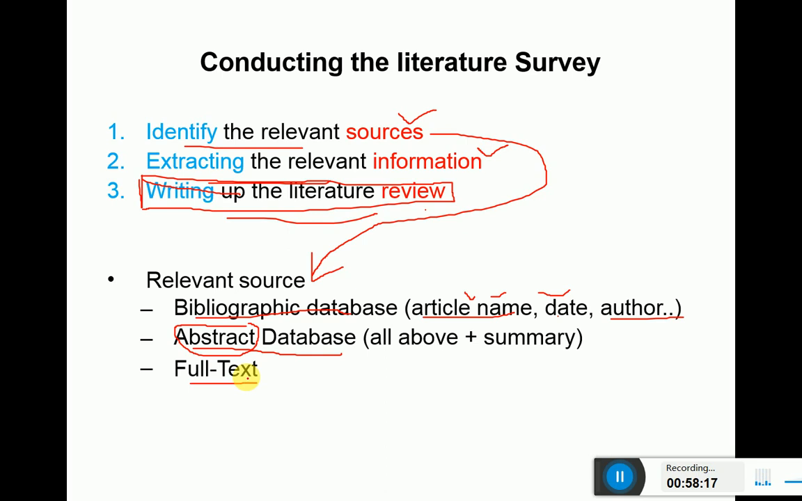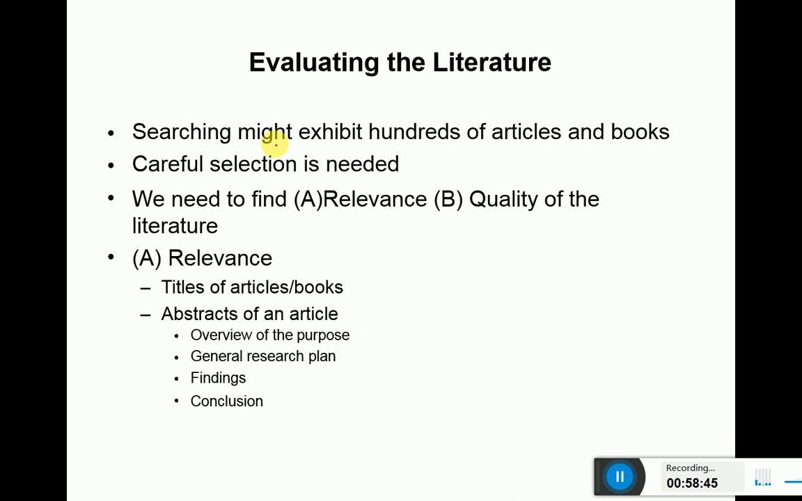Next we are going to study extracting the relevant information. When we do research, for example a literature review, we study these databases, download different literature survey articles and study them. What we basically extract is the relevant information. Extract means dig out, find out, get what will be our relevant information. First we have to evaluate the literature.